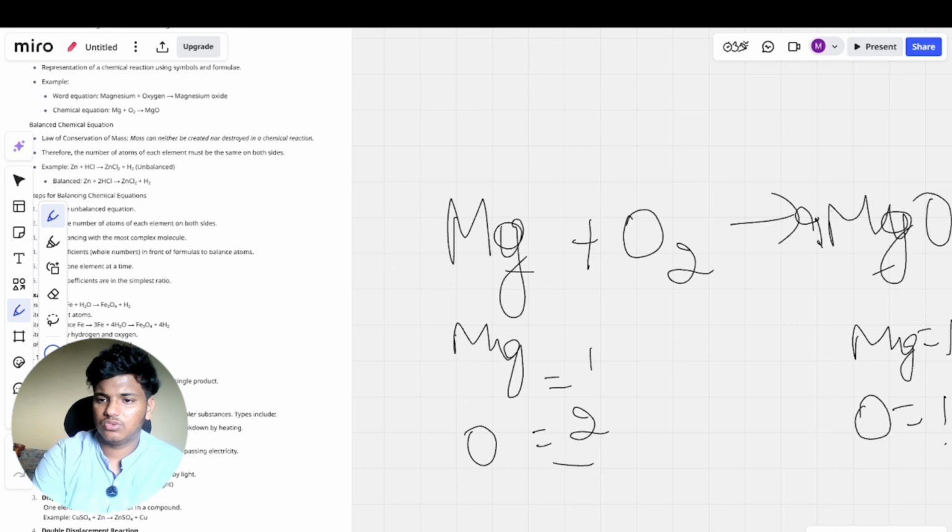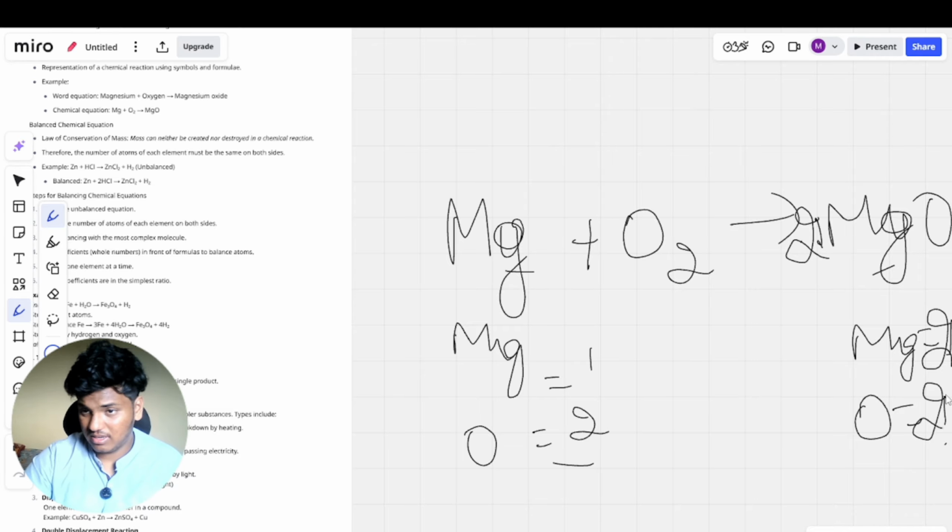I'll just use a number as 2. 2 into 1, Mg will also become 2. 2 into 1, O will also become 2. Now you might wonder, why don't we just put 2 over here and multiply 2 into 1 and write 2 instead of disturbing Mg? That is not possible. The rule of balancing equation states that you have to use a number and multiply it with the compound at the front of the compound, not in the middle of the compound.